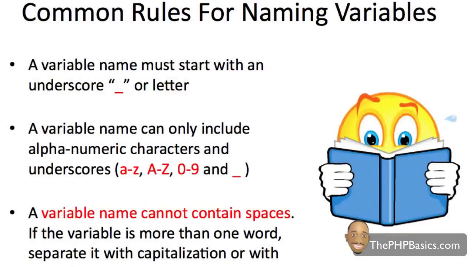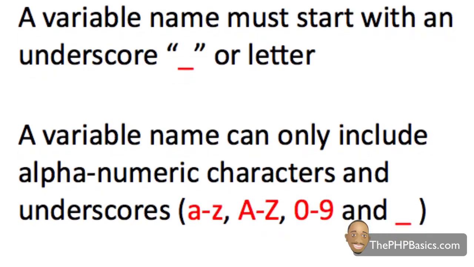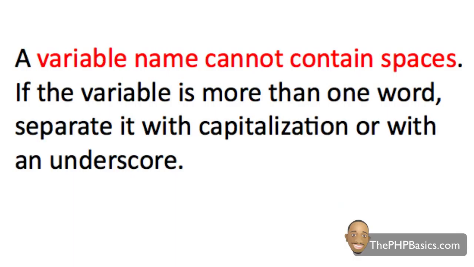So some of the common rules for naming variables are: a variable name must start with a letter or underscore. Another rule is a variable name can only contain alphanumeric characters and underscores, such as A through Z lowercase, capital A through Z, 0 through 9, or the underscore. And a variable name cannot contain spaces.